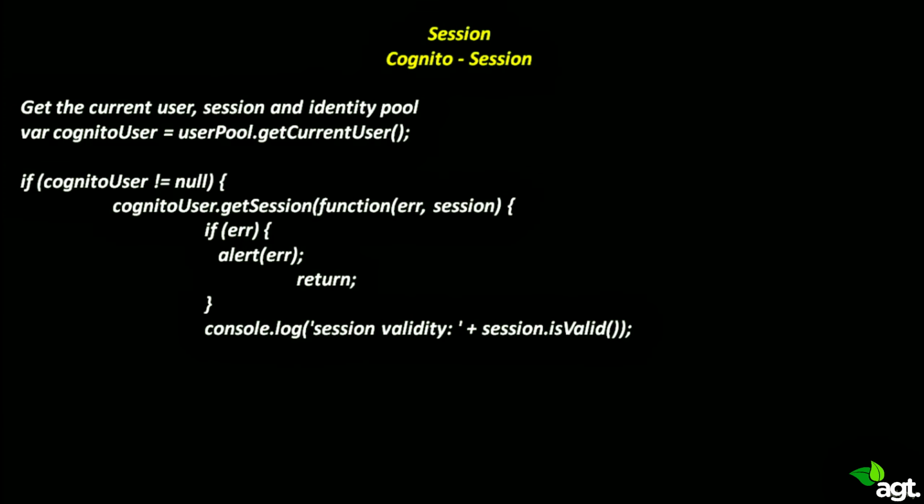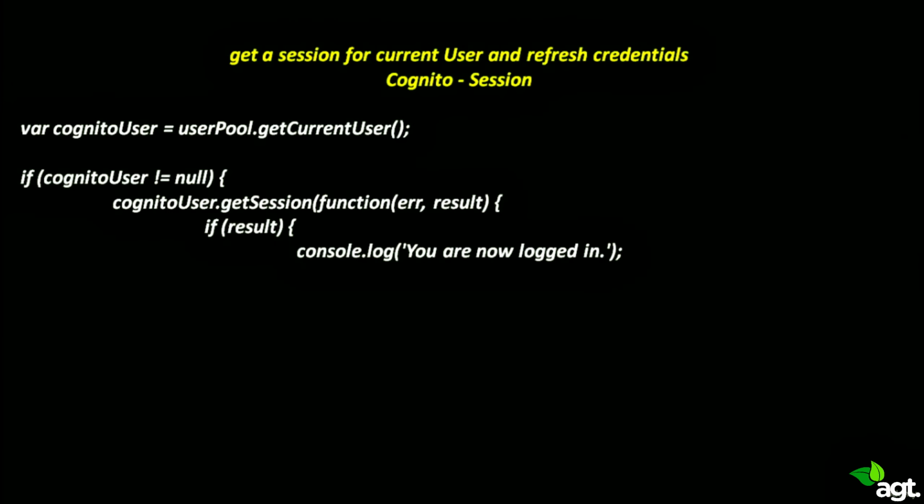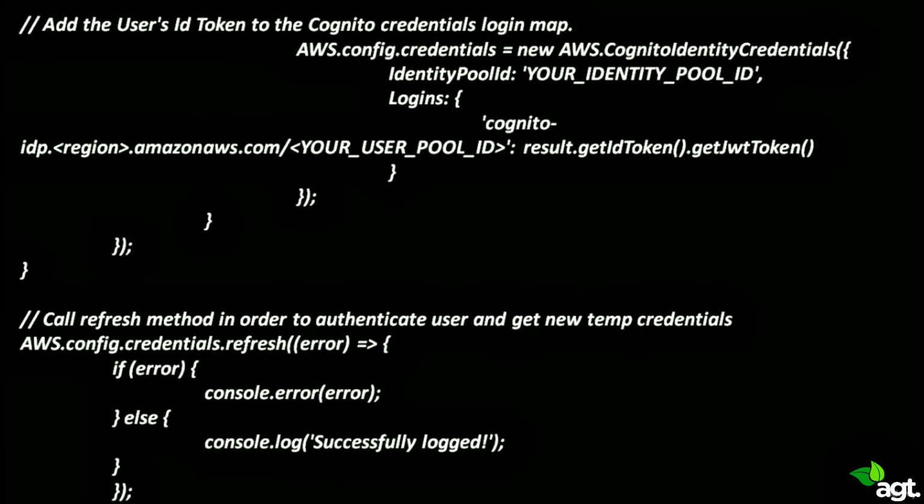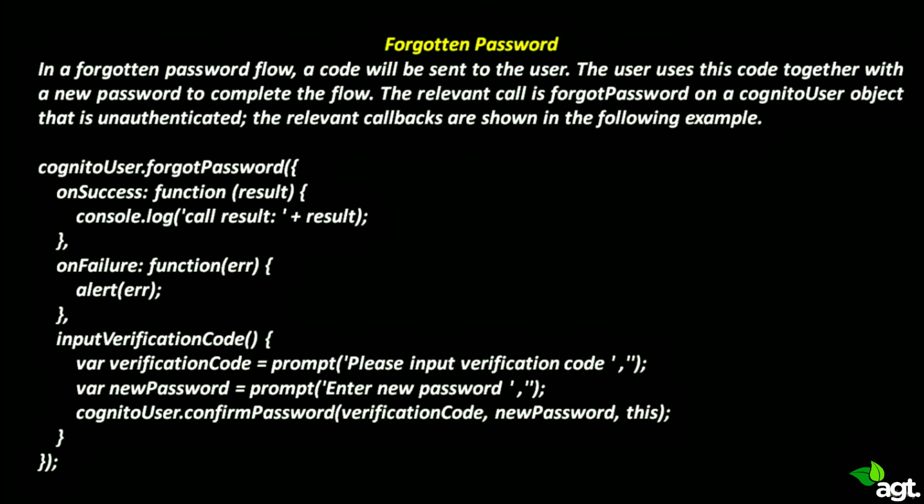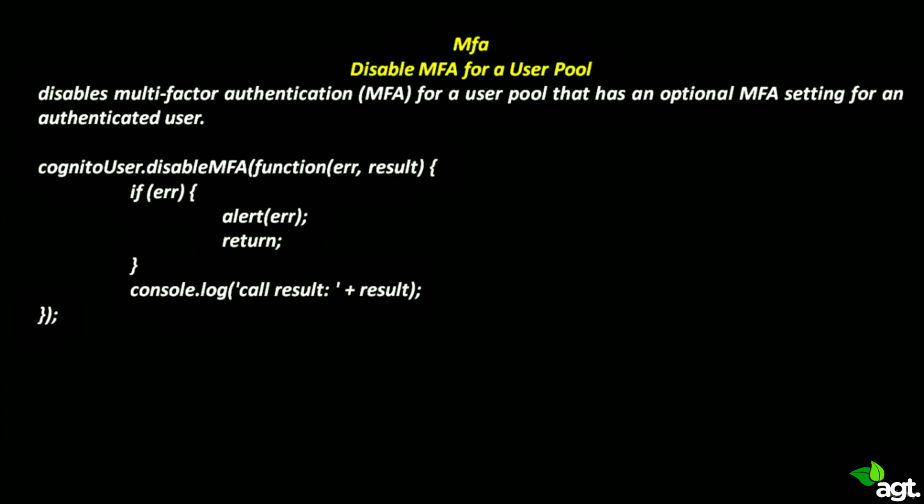And what about the session mode of the code? So how to get the current user and the session and identity pool. That process code has been mentioned here, and how to get a session for the current user and reference credentials, I have given the code here. Then the password, and how to change the password, the process of the code. And forgotten password means if you are in a forgotten password flow, a code will be sent to the user. The user uses this code together with a new password to complete this flow. So the relevant call is forgot password on a Cognito user object that is unauthenticated. The relevant callbacks are shown in the following examples.